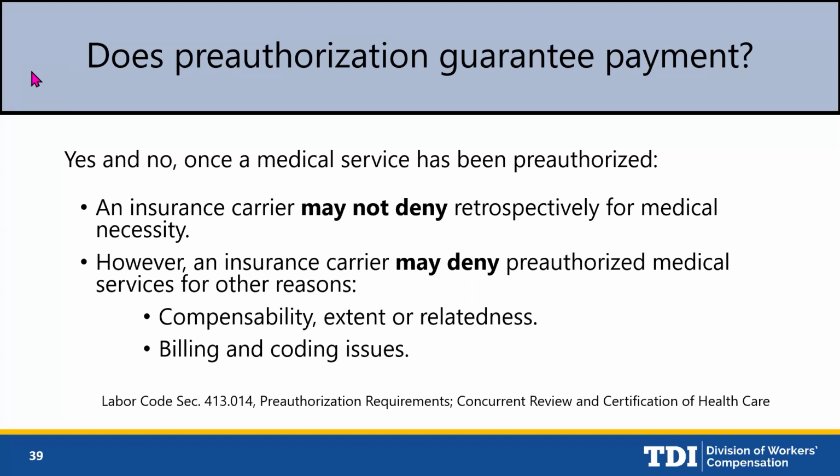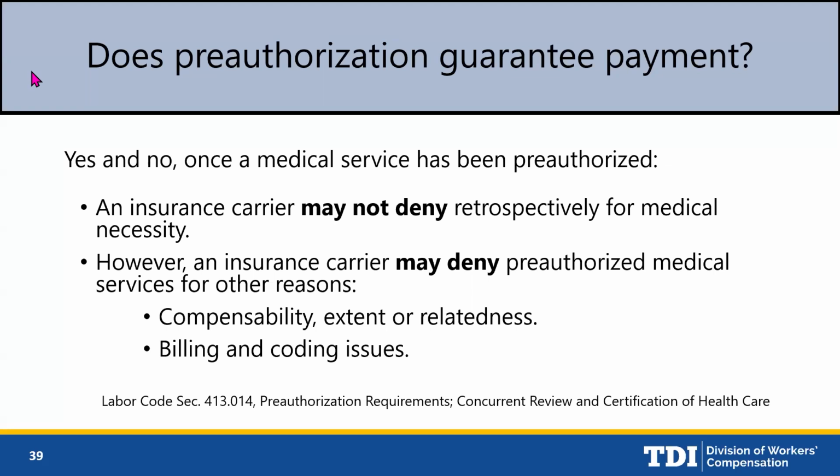That's the yes part. The no part is a carrier can deny you for other reasons. The other reasons, like extent of injury, that's not the same thing as medical necessity. They can deny you for compensability, extent, or relatedness, even if you got pre-authorization. They also can reduce or deny based on your billing and coding issues. Make sure you have a good biller and coder to assign those CPT codes and HCPCS codes to your medical bill. And you know your CCI edits, just like we talked about in day 4 and 5 of our bootcamp series.